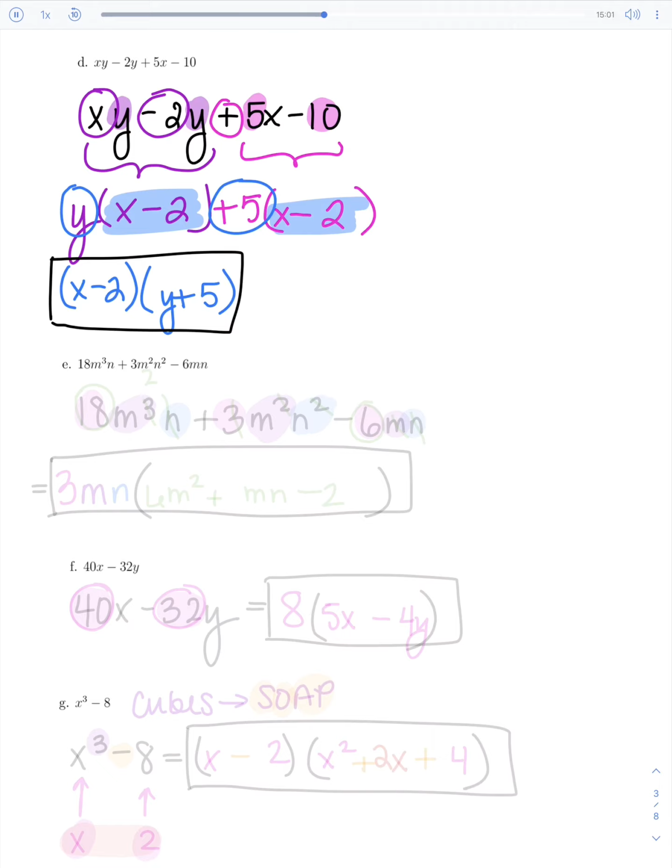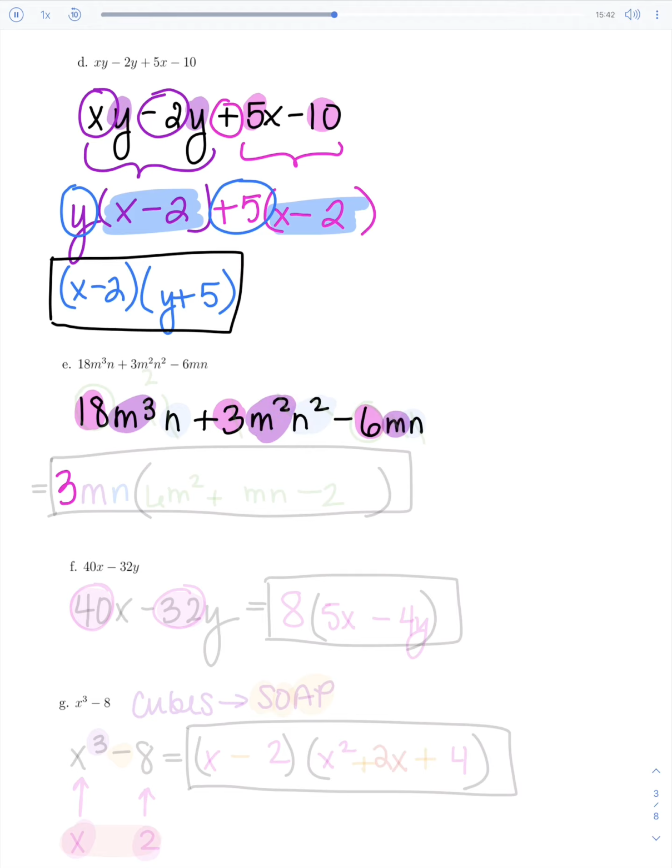Let's take a look at E. In E, we've got an 18m cubed n plus 3m squared n squared minus 6mn. And I see a lot of numbers and letters, so I'm thinking I might have a common factor. So let's go one thing at a time. Let's look at the numbers. We've got an 18, a 3, and a 6. 18, 3, and 6 are all divisible by 3, so I can pull out a greatest common factor of 3 at the very least.